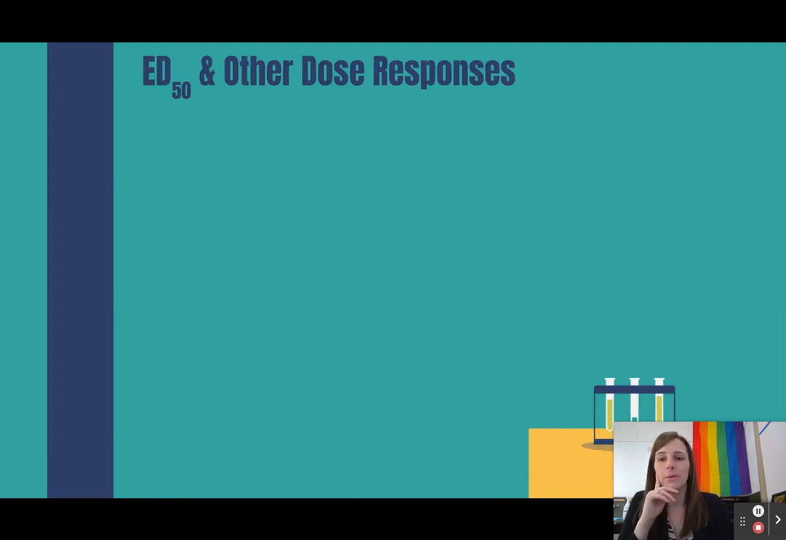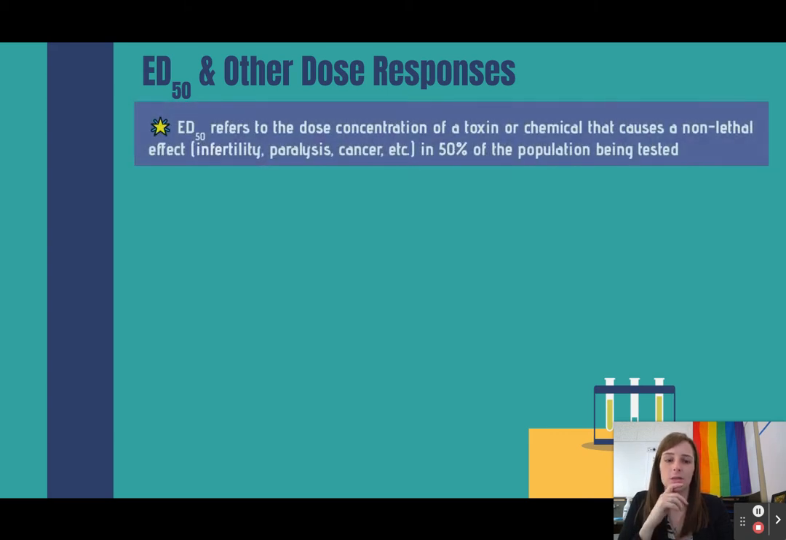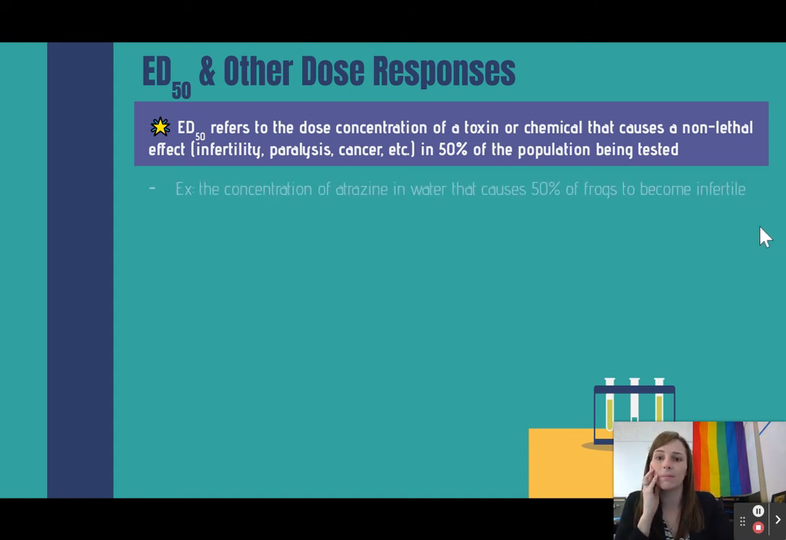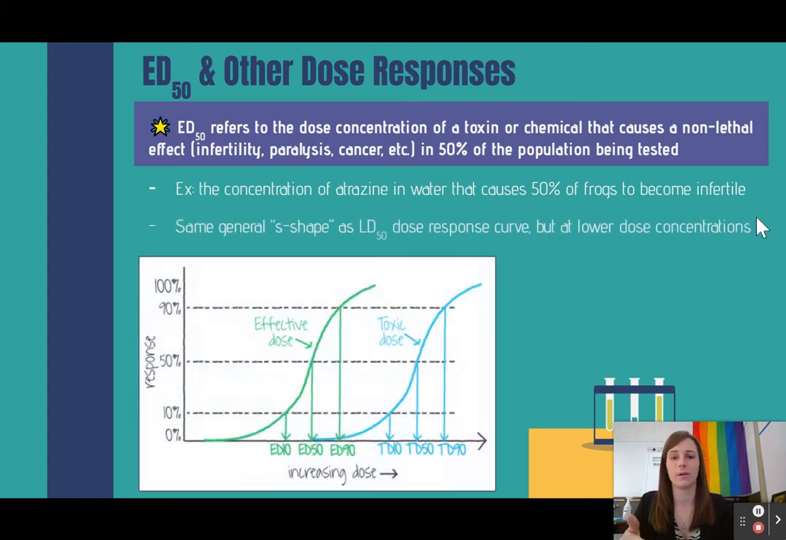Some other terminology that we have is ED50 and other dose responses. ED50 refers to the dose concentration of a toxin or chemical that causes a non-lethal effect. So it's like our effect 50. Things like infertility, paralysis, cancer, etc. They aren't dying, but they're not doing so great, and we are having an effect on them. Again, the 50 refers to 50% of the population. So if 50% of the population gets cancer from something, that's the ED50. They aren't dying, but they're still having an effect. For example, the concentration of atrazine in water that causes 50% of frogs to become infertile would be our ED50 for atrazine.